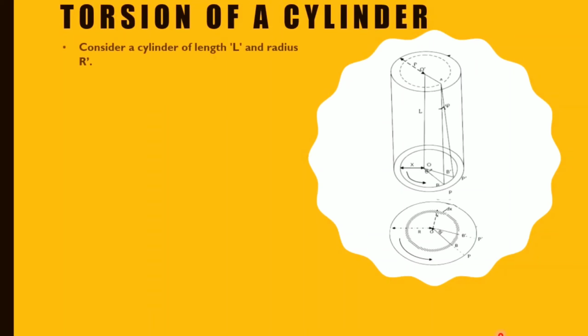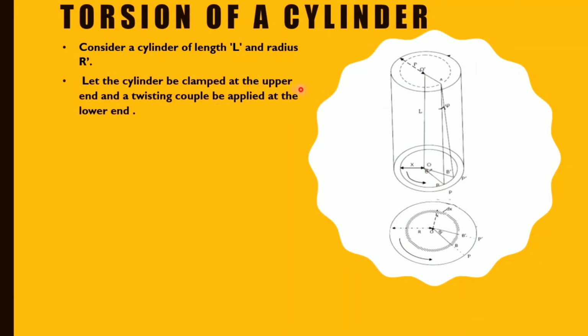So this is a diagram and this is our first step. First of all, we will consider a cylinder of length L and radius R. So this is our length L and this is our radius R. This is our step 1. Step 2: let the cylinder be clamped at the upper end. So this is the upper end which is being clamped, and a twisting couple is being given to the lower end. Step 3: let theta be the angle of twist. As we are giving a twisting couple, there will be a theta which will be the angle of twist.